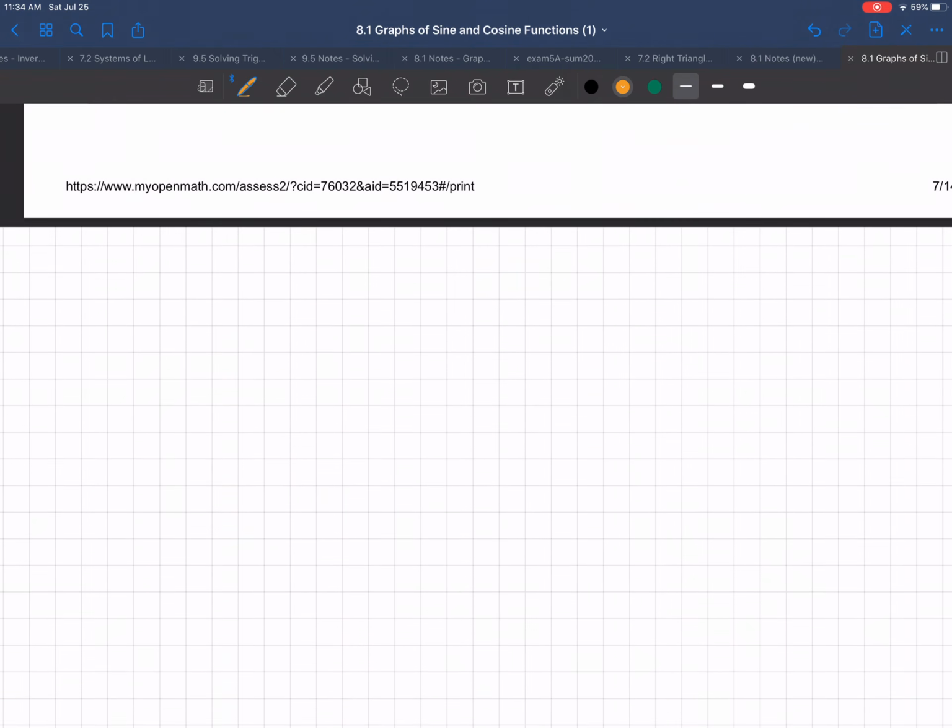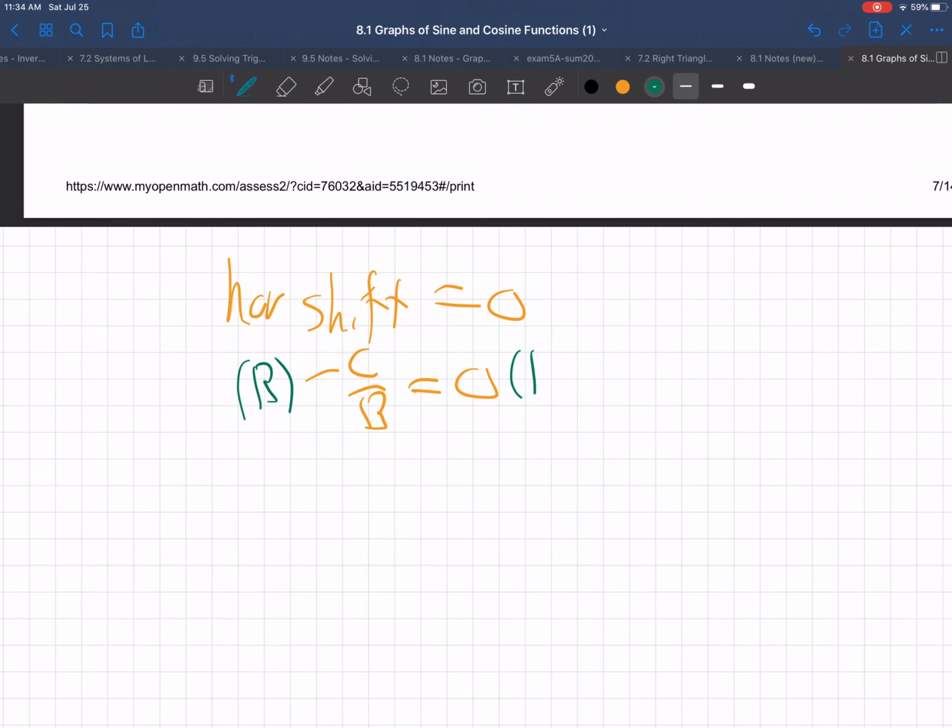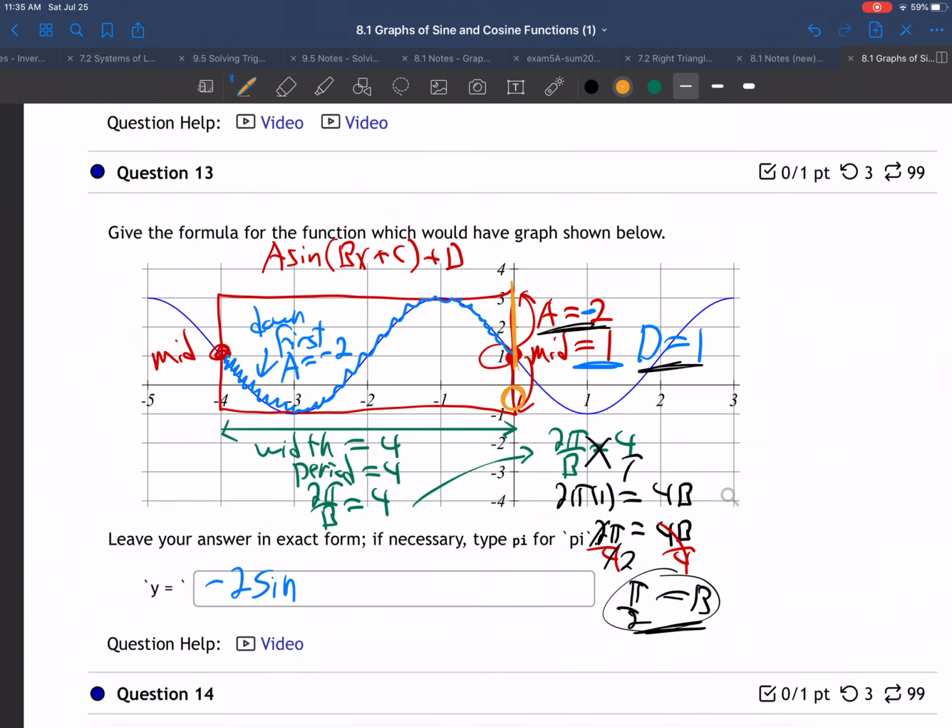So come down here, horizontal shift equals 0. The formula for that is -c over b. That's easy to solve for c. I don't even need to plug in b, even though I could. I know b. Who cares? It's just going to be 0. 0 times b is 0. c is 0. So our c is 0. We're done. So minus sine of b, what is b? We got b right here. Pi over 2, x plus c. We just found c is 0. Plus d is 1. There we go. There's our formula for that sinusoidal graph.